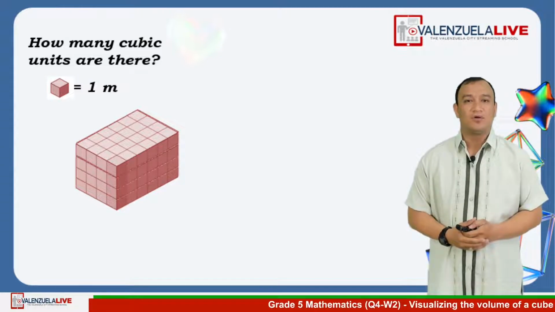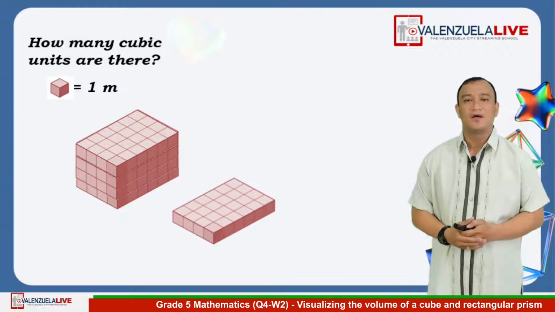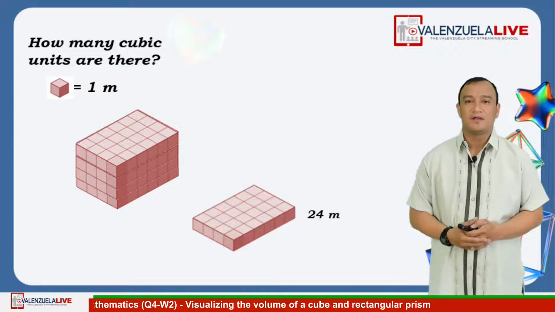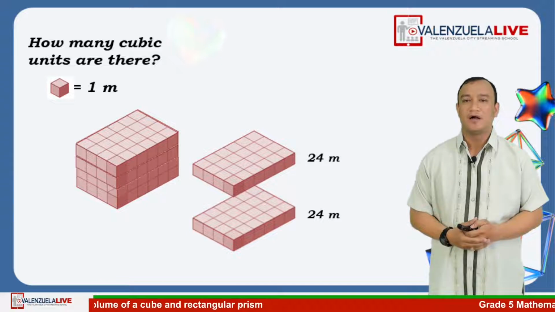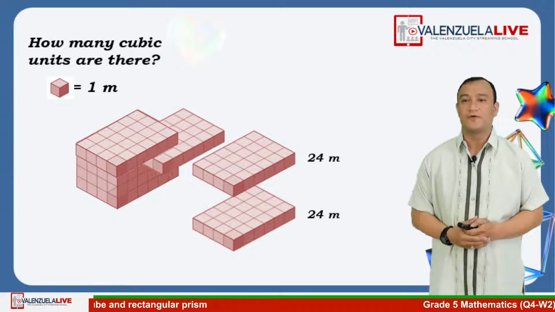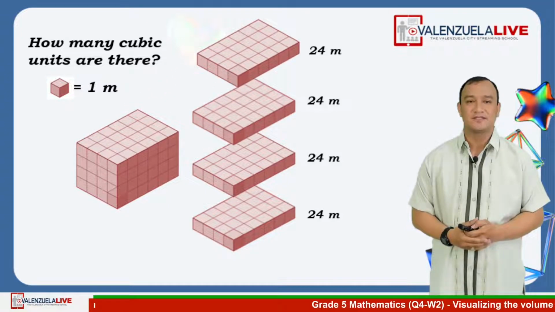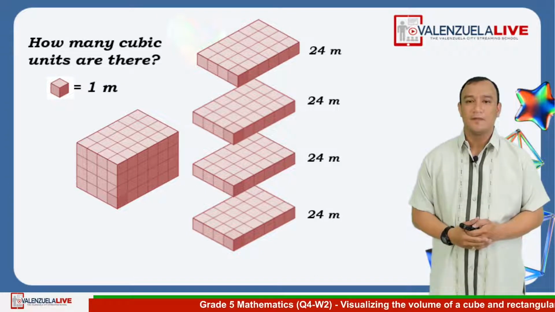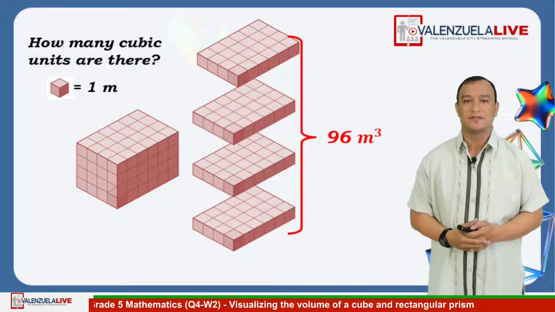Now, let's count how many cubic units are in each layer. For the first layer, it has 24 cubic meters. Next layer, it has 24 cubic meters. And the third layer has 24 cubic meters. And finally, the fourth layer also has 24 cubic meters. And the volume is 96 cubic meters.